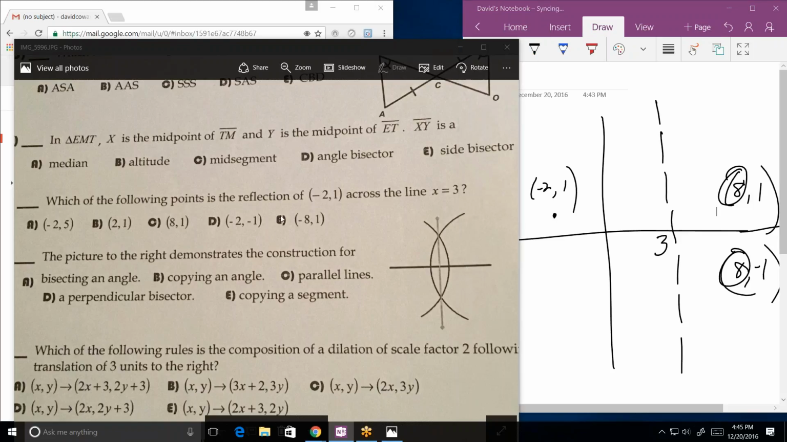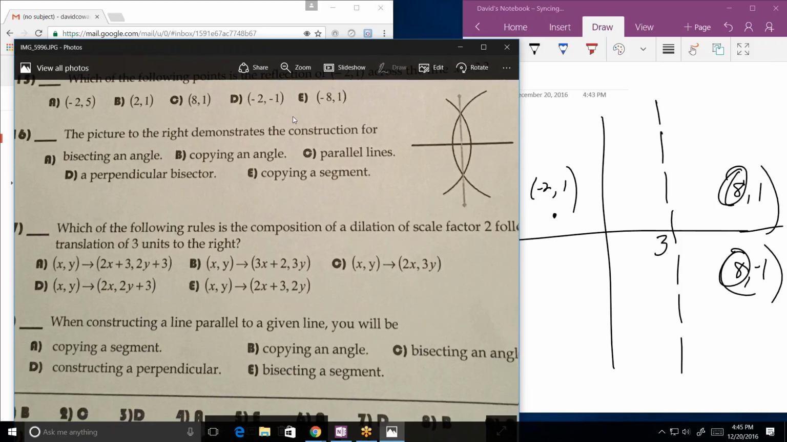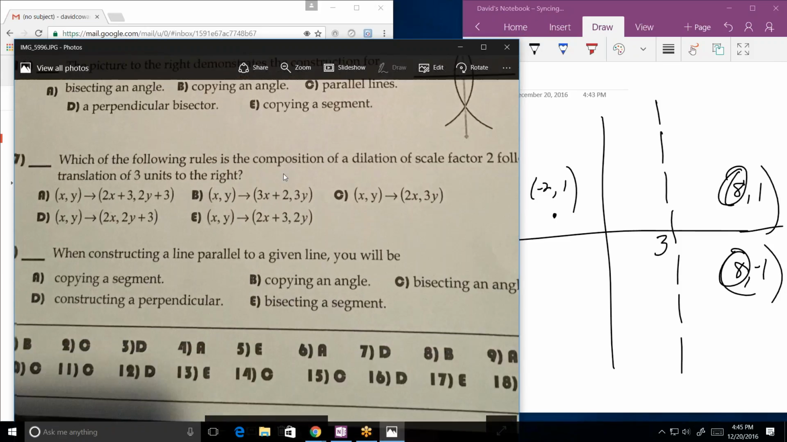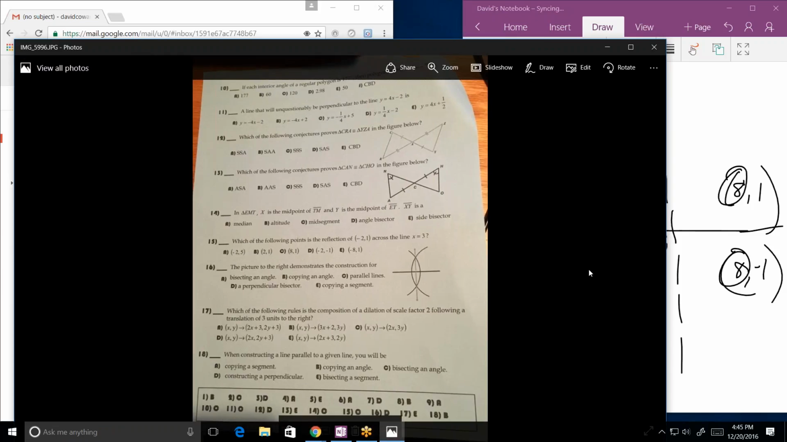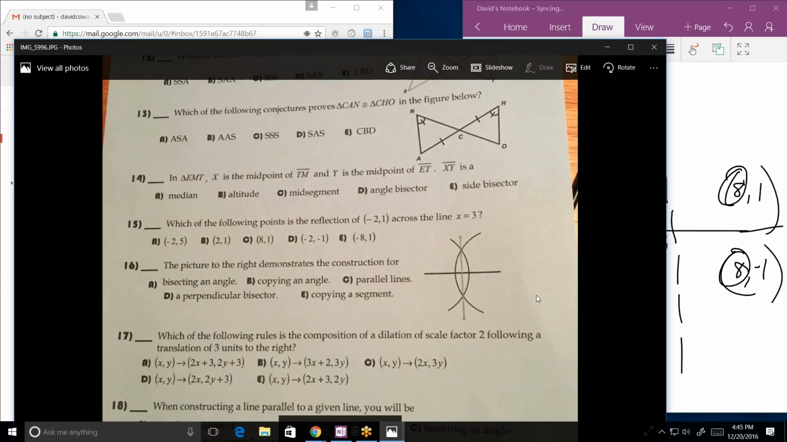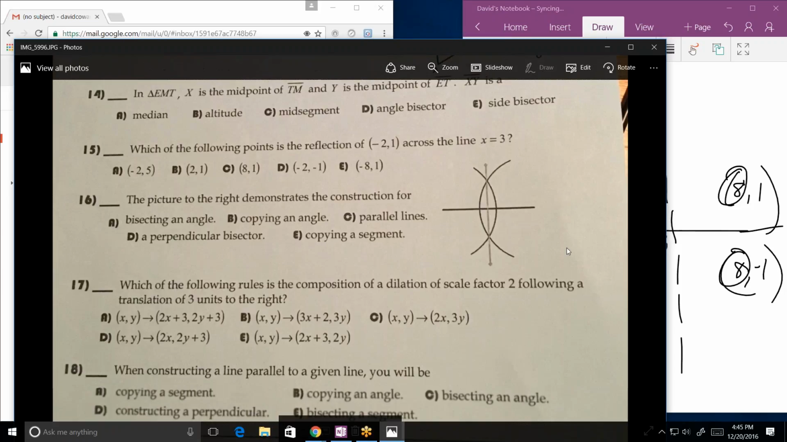All right, let me just take a look at the rest of these. I haven't looked at these yet. All right, here we go. Here's a question on, just a second, let me blow this up. 17.